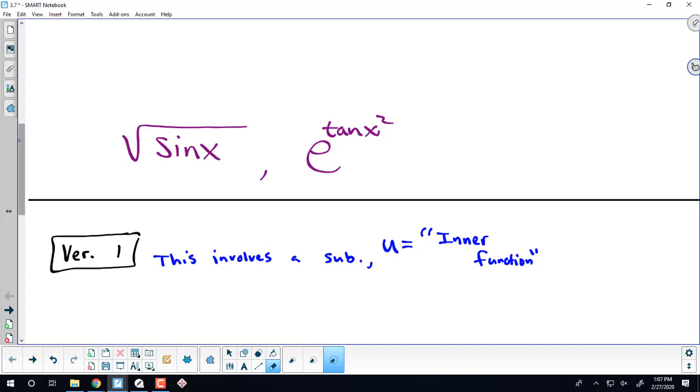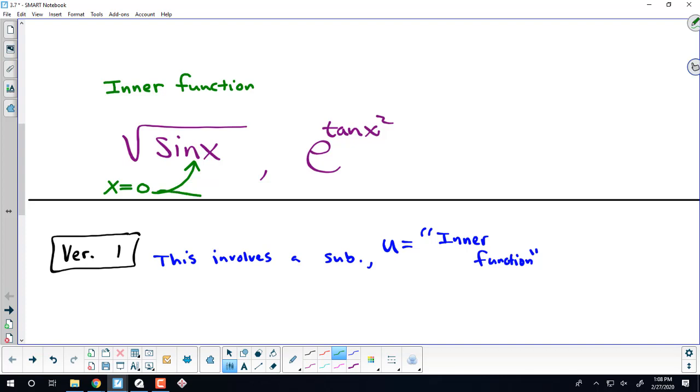I think the easiest way to remember the inner function is to imagine that you're going to plug in a value for x. If we plugged in a value like x equals 0, in either one of those functions, what would we have to do first? That's going to be your inner function. So if I plugged in 0 into this function here, the first thing I have to do is take the sine of that. So the sine is my inner function.